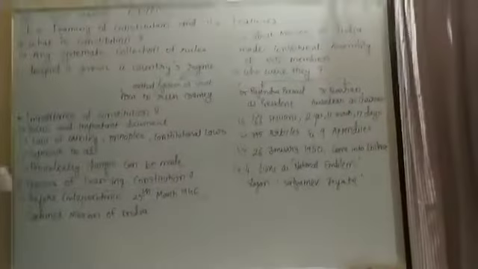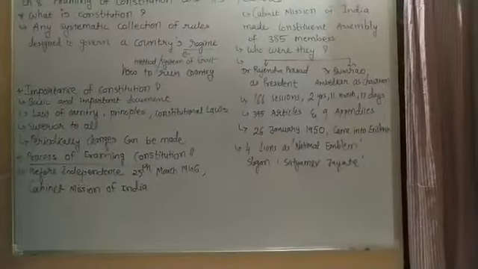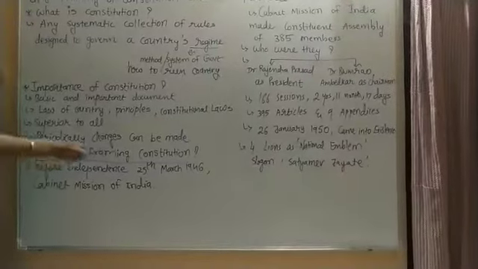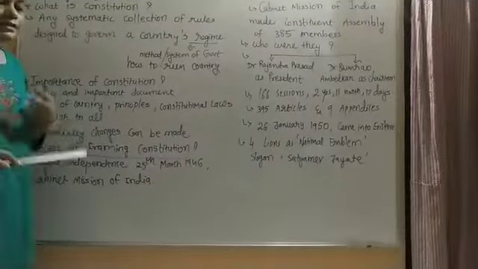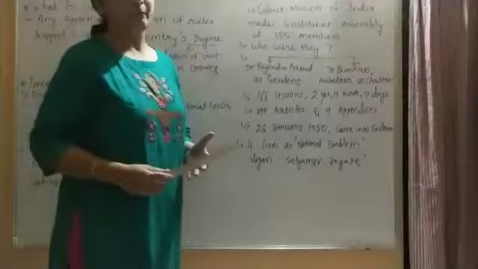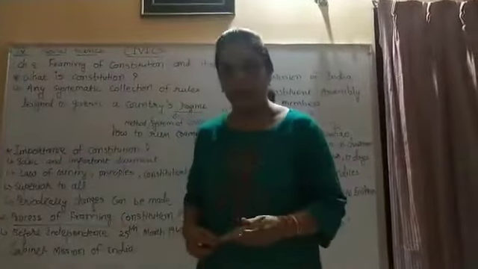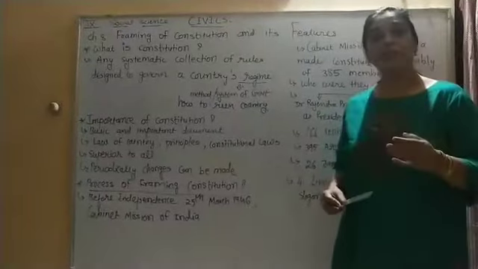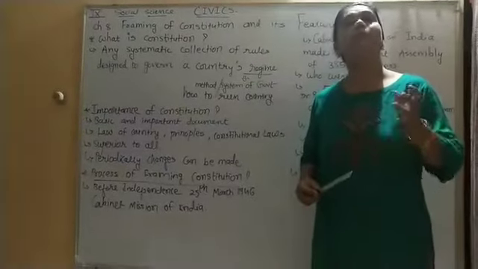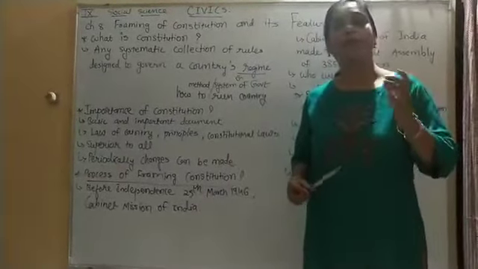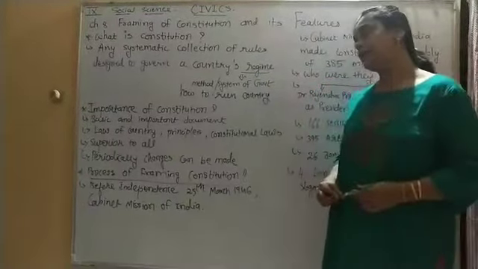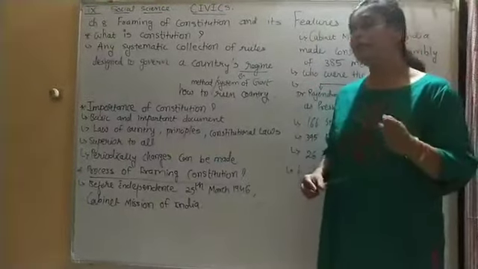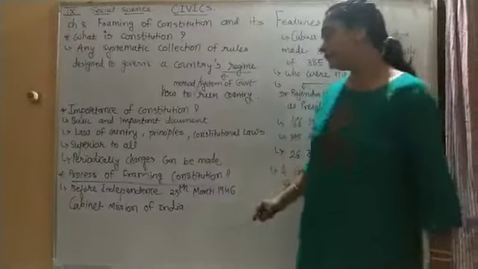Now let's see how it was made. That is, the process of framing the Constitution. How was the Constitution of India made? What was its process? So let's see in history that the Britishers came to India with the purpose of trading with our India. Understood that? But at the last, after their ruling, what happened?